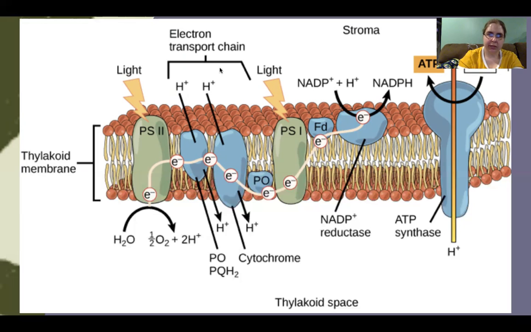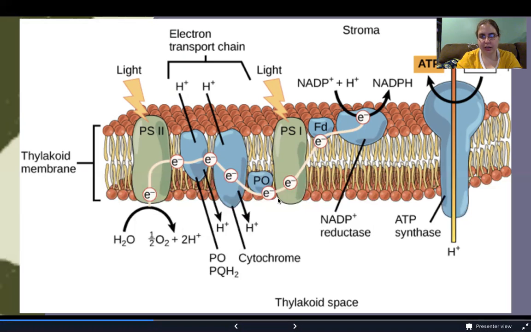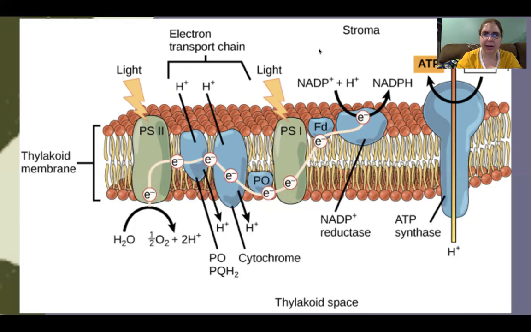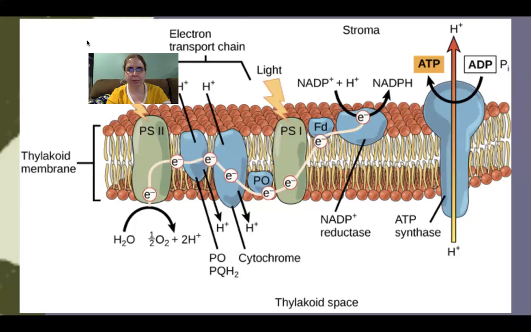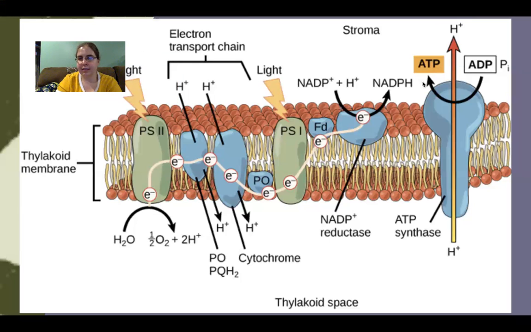Now, since we're pulling all of these hydrogens across the membrane, plus making some via the breaking of water, we build up a large concentration of hydrogen ions on this side and a smaller concentration on this side. We know from a previous chapter that molecules want to flow from an area of high concentration to an area of low concentration. I'm going to move my camera for a moment. And that's where this protein comes in. This is called ATP synthase.